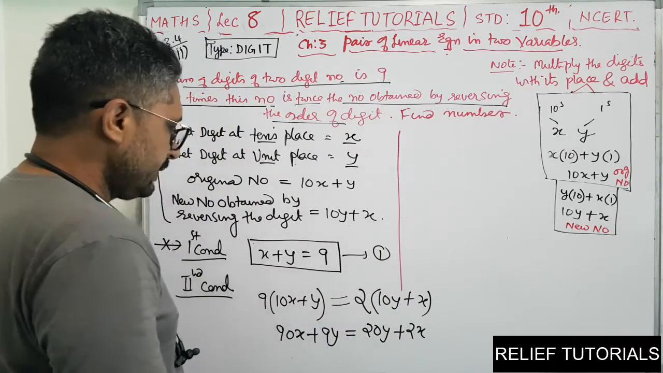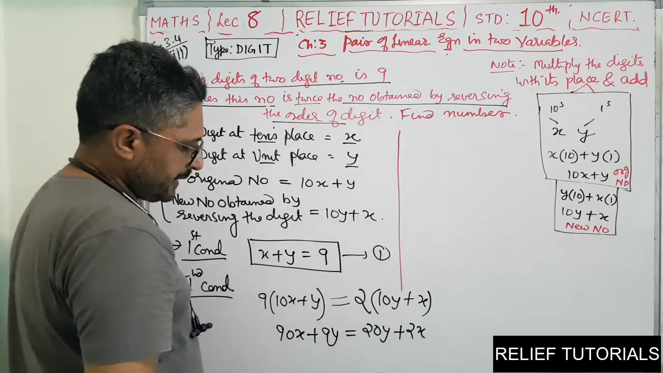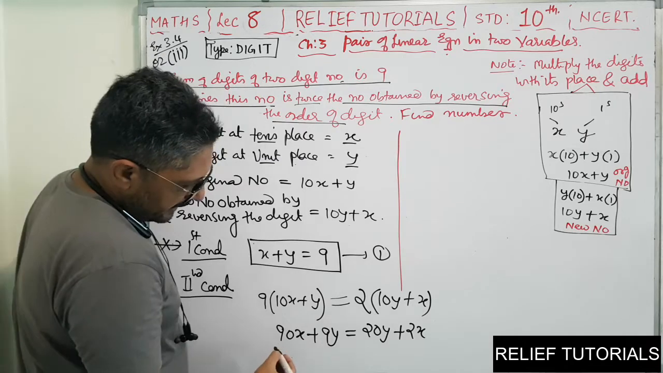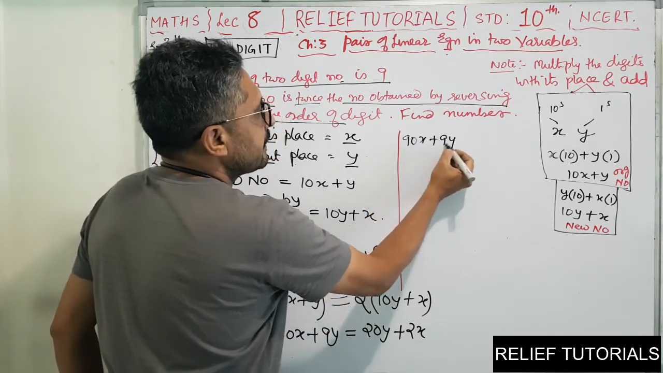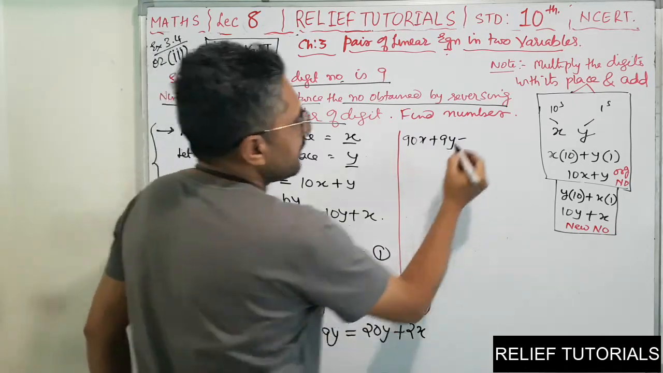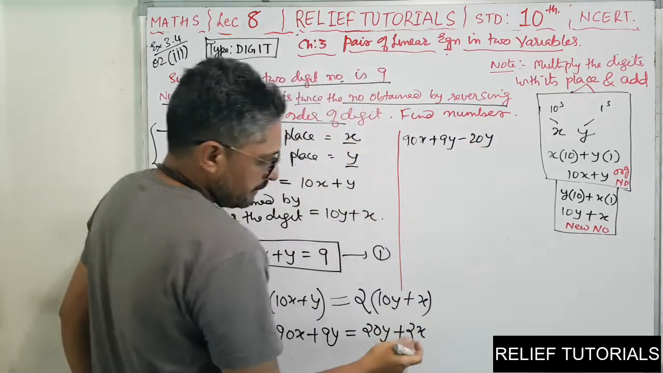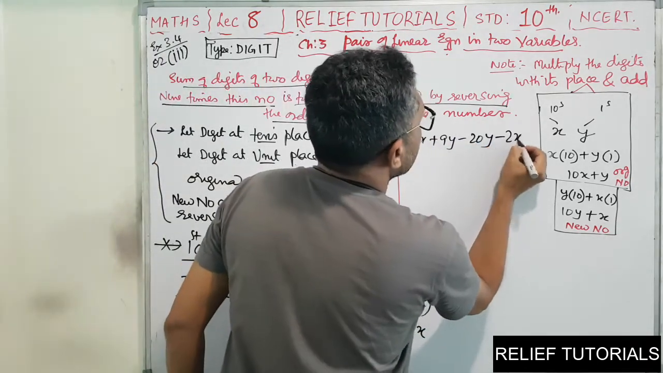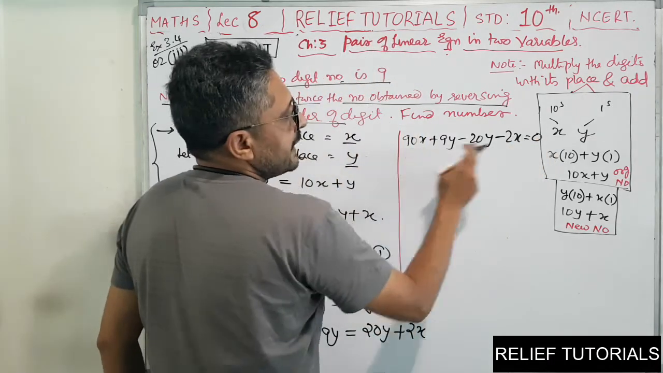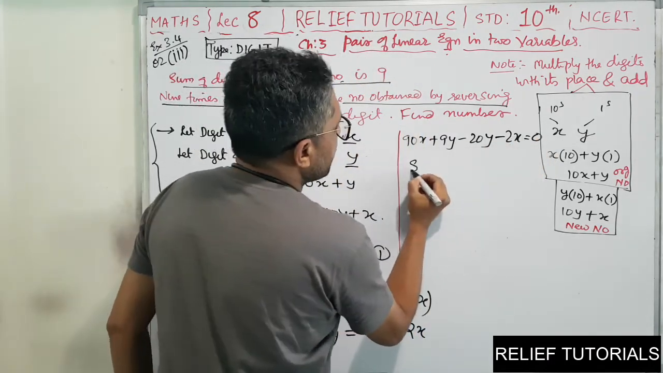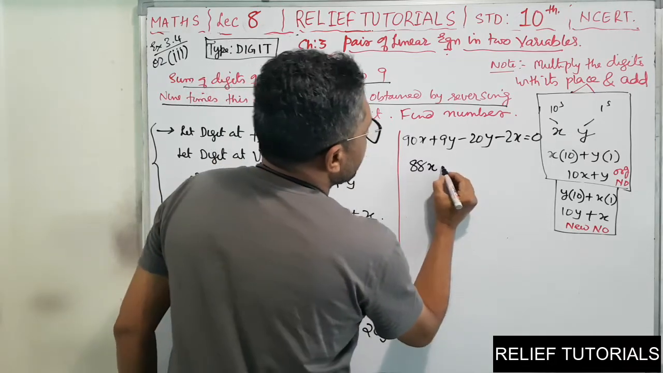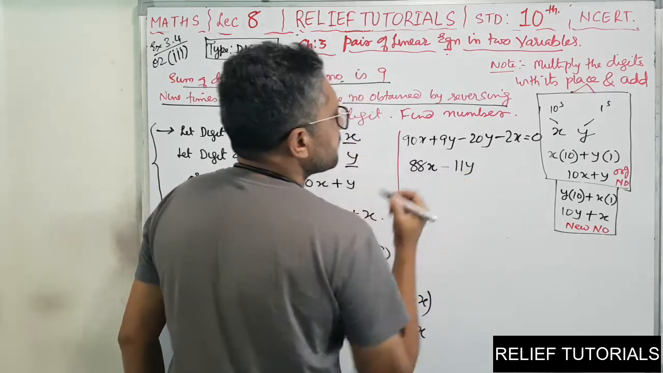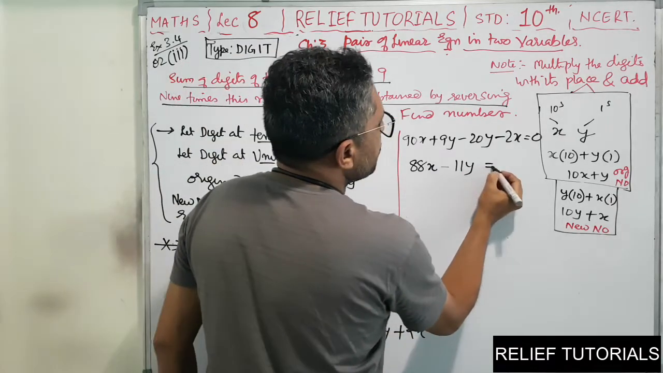Now see, I will bring everything on one side. So I can write here, 90x plus 9y minus 20y minus 2x is equal to 0. So 90x minus 2x, you will get 88x, 9y minus 20y, you will get minus 11y is equal to 0.